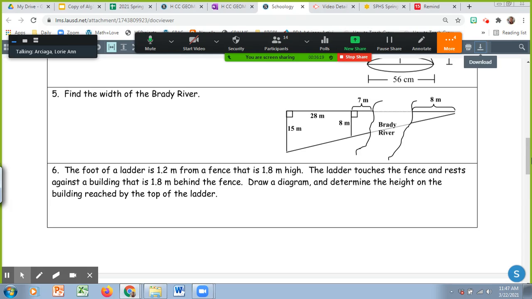Find the width of the Brady River. Remember, you have to have triangles to do that kind of problem. But you see that gap? You see this gap over here? So you have to take that into consideration.